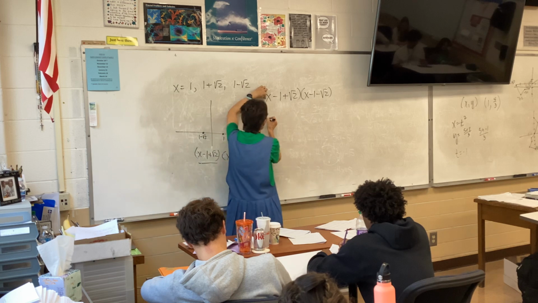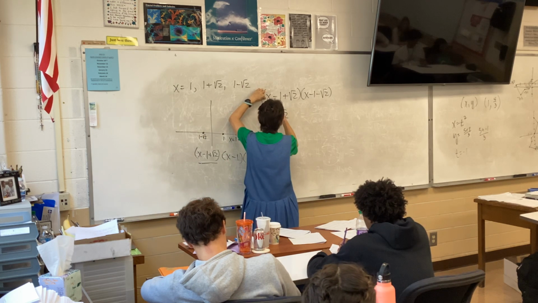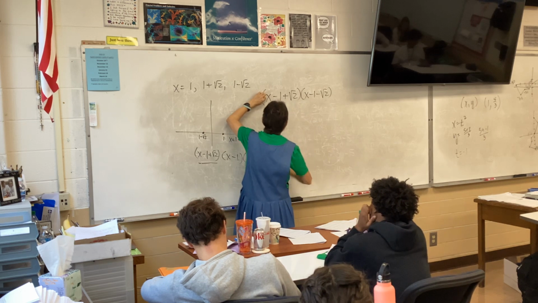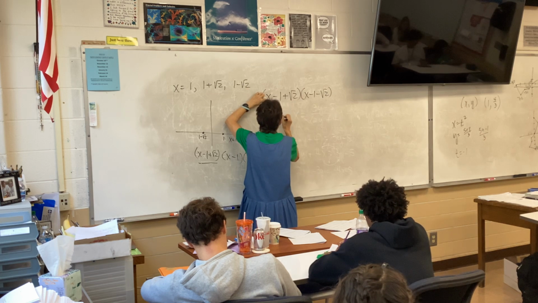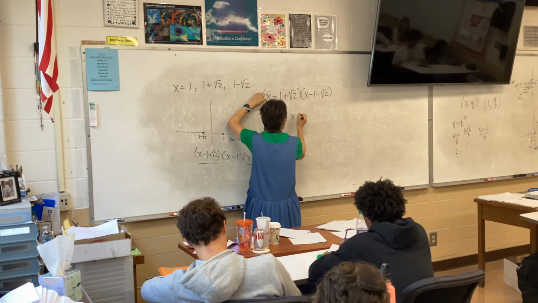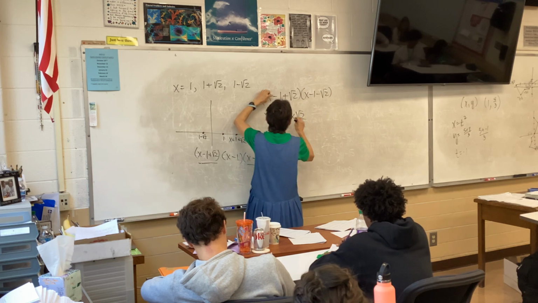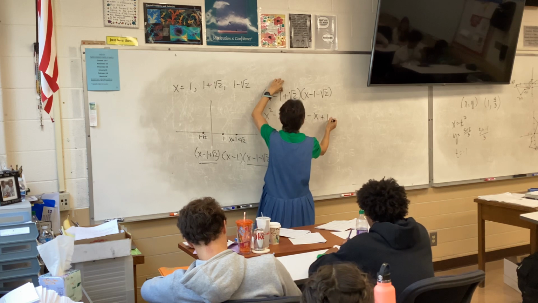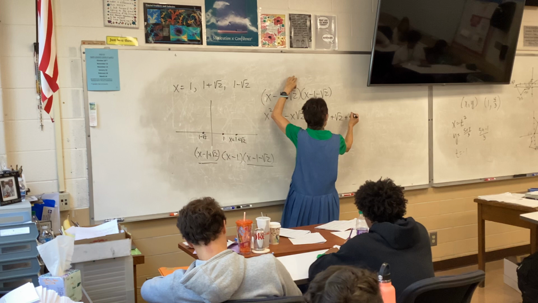All right, so first times first. Outside, or first, I better go in order, this is going to get confusing. So I'm going to do x times x, I'm going to do x times negative 1, and x times negative root 2. So I did my x's. Now I'll do negative 1 times each term. And then I'll do root 2 times each term.